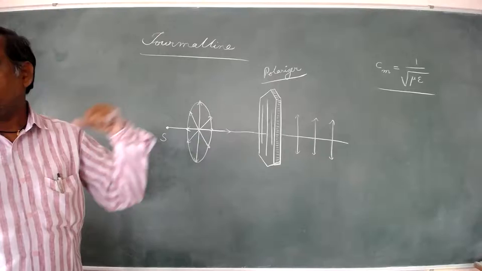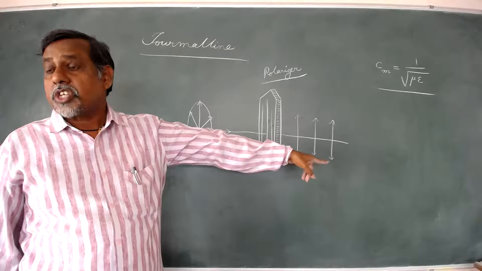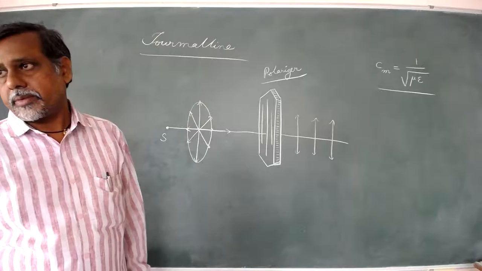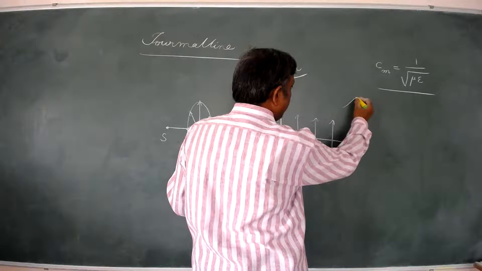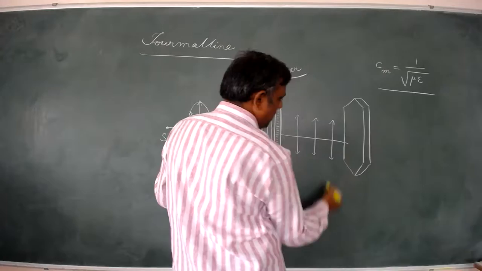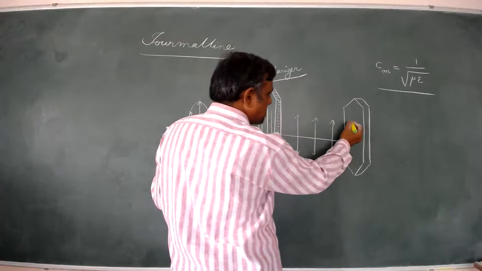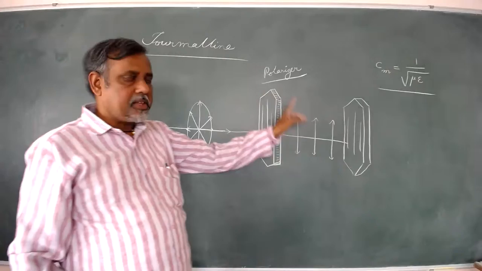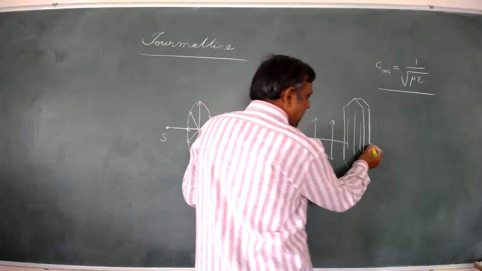For the purpose, one more tourmaline crystal we have to use, that is called analyzer. If you put one more tourmaline crystal over here like this, look at this. This is another tourmaline crystal. If this tourmaline crystal is placed parallel with this, then what happens? What about the electrical vibrations which are passing? All these electrical vibrations will just pass through. Then the light is obtained this side.